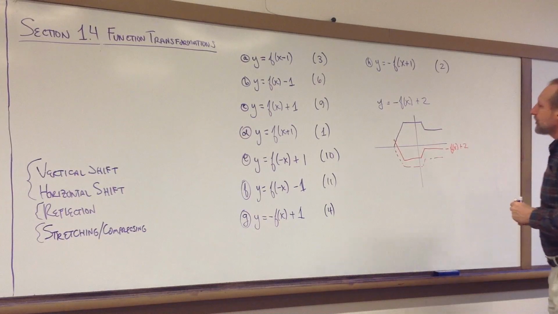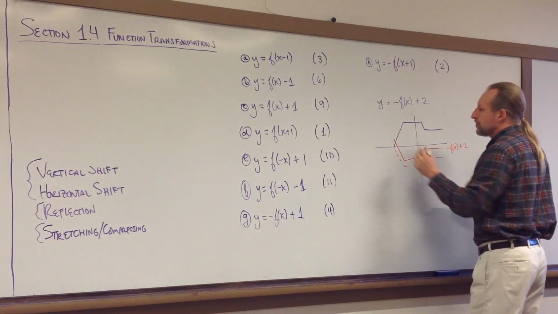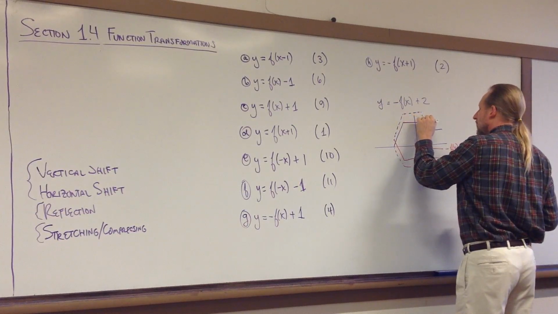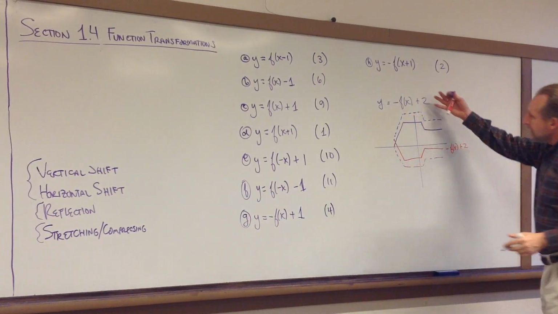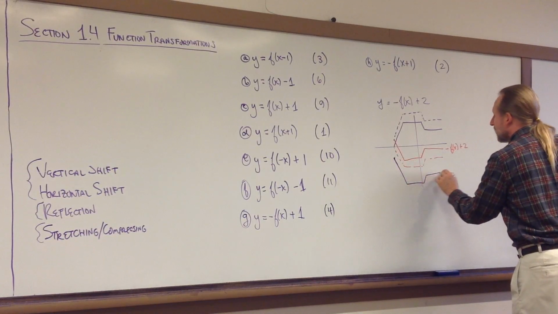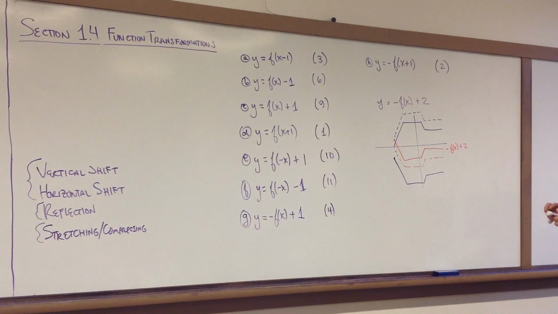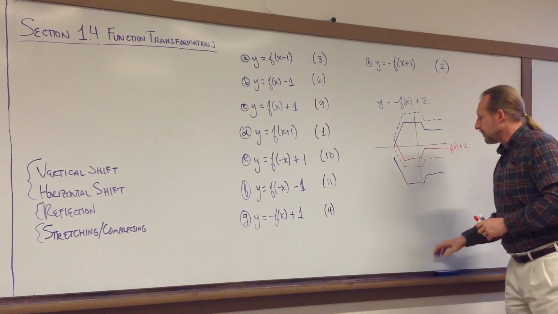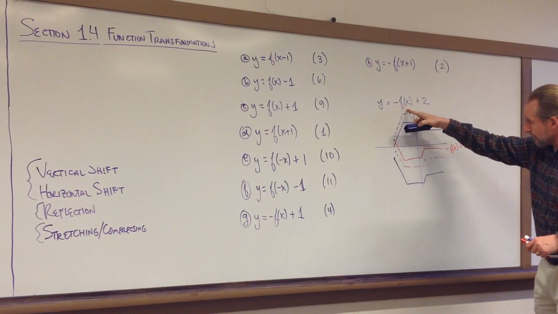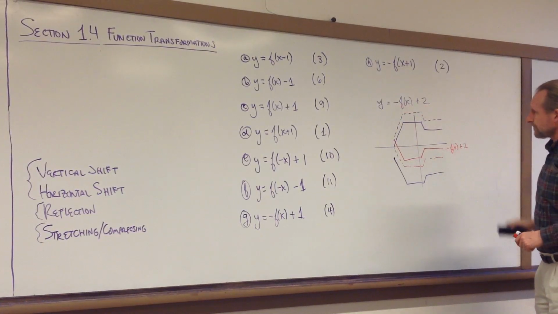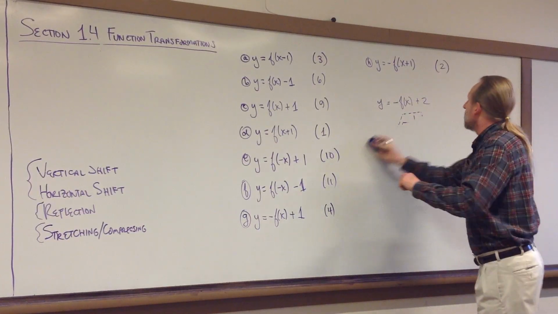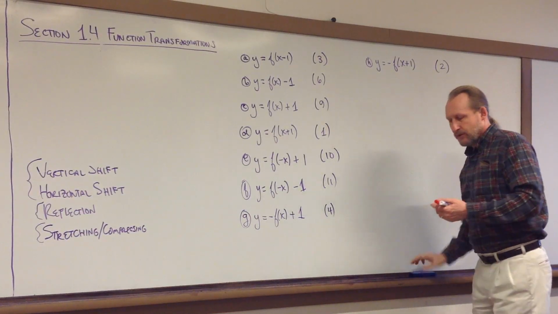Now, if we shifted this one up 2 places, like that, and then reflected it, it would come out down here. That's different. So this is an example of a place where it does make a difference. You have to do this reflection first before you shift it up or down. Here, we would end up with the same thing. So that's why number 2 does match with H.